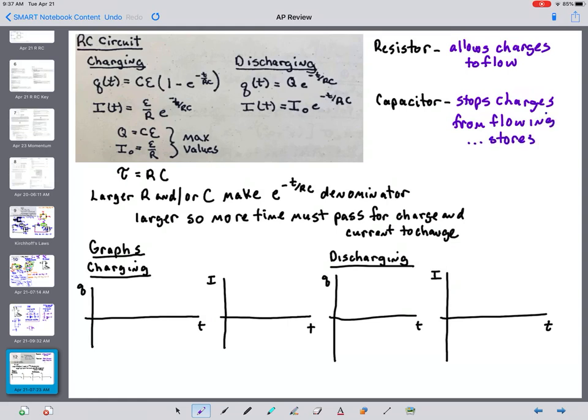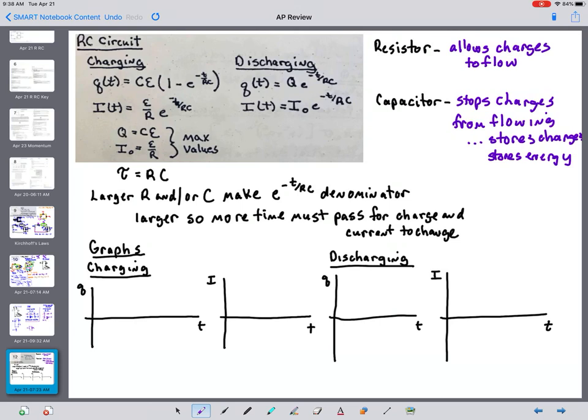So then a capacitor stores those charges, and as we said a million times, stores energy because it is storing those charges that are there. So when you put the two in a circuit together, the resistor allows the charges to flow, the capacitor stops the charges from flowing, so you end up with a situation where charges can flow, but then they get backed up. So you end up charging the capacitor over a period of time.